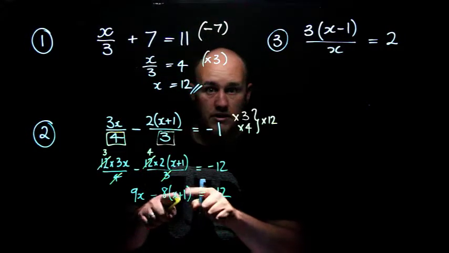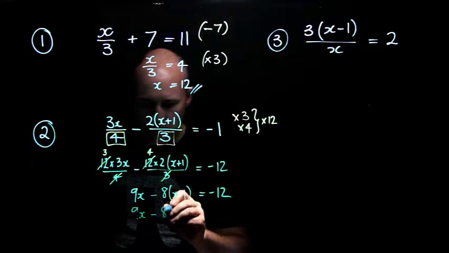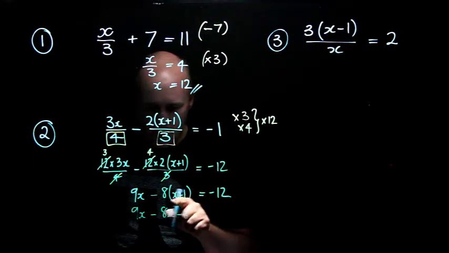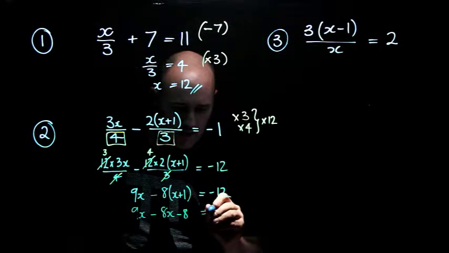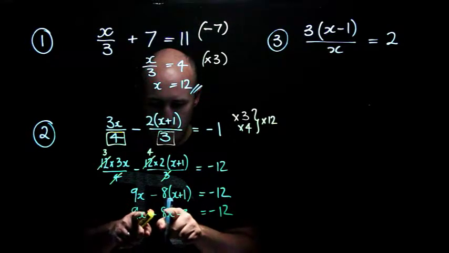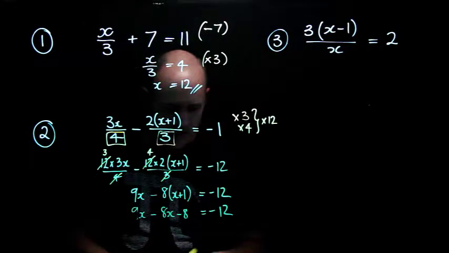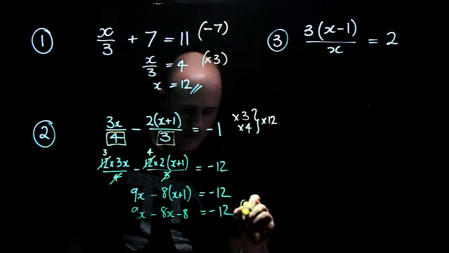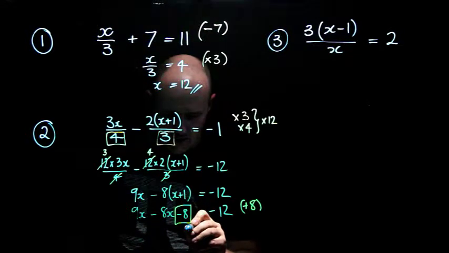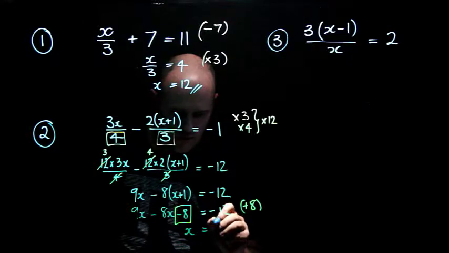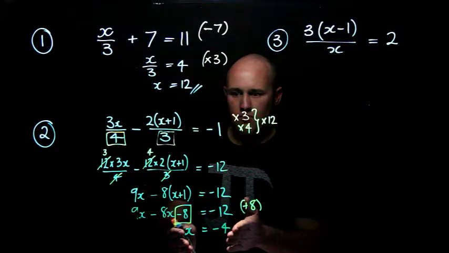Now I'm going to expand the brackets and then I'm going to solve. So 9x minus 8x minus 8. So it's negative 8 times positive 1 gives me a negative 8. Don't ever forget that. Equals negative 12. Now 9x minus 8x leaves me with x. I'm going to add 8 to both sides to fix that problem, and I'm left with 9x minus 8x is x, and negative 12 plus 8 is negative 4. And there's my solution. x equals negative 4. Fine.